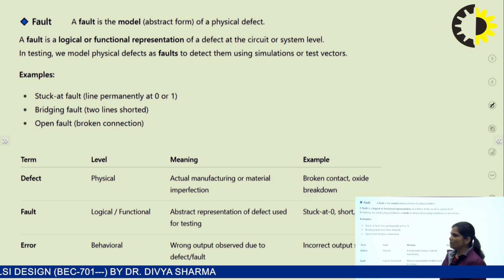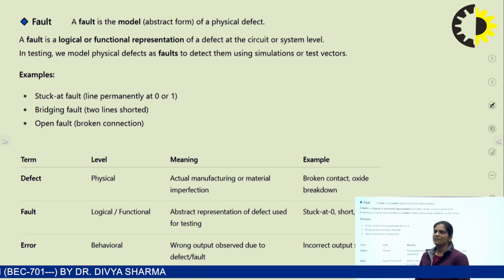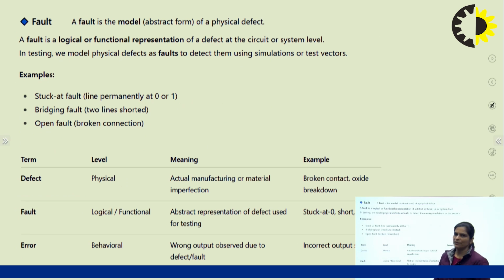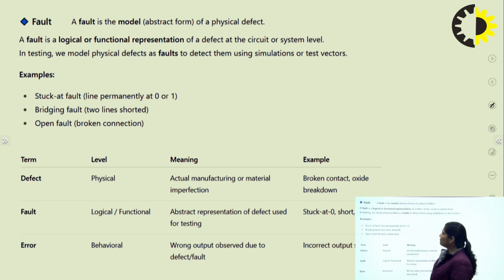Now fault. First is defect, where you should know the types of defects. Second, error means the effect of a defect. Now the third term is fault. What do you mean by fault? Fault is a model abstraction of a physical defect. It is a logical or functional representation of a defect at a circuit or system level. In testing, we model physical defects as faults to detect them, usually using simulation or test vectors.